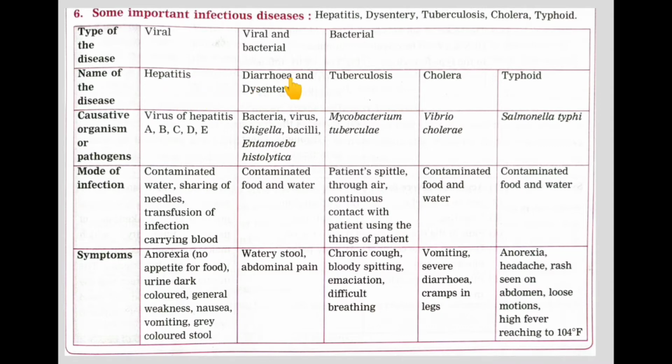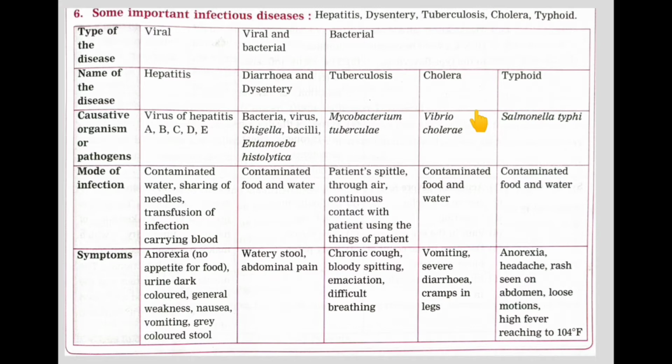Then let us see bacterial diseases. In case of bacterial disease, we will see tuberculosis. In case of tuberculosis, the causative organism is Mycobacterium tuberculosis. The mode of infection is patient spittle through air, and continuous contact with the patient and using the things of the patient. The symptoms of tuberculosis are chronic cough, blood spitting, emaciation, and difficult breathing.